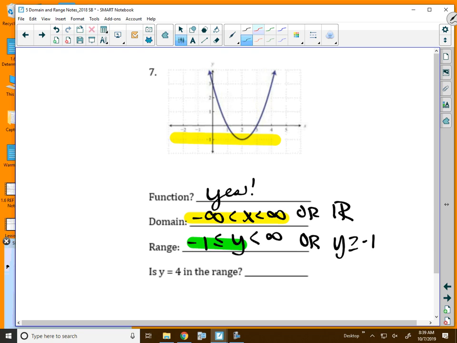I am okay if you just do it the same way every single time. Totally up to you. Is y equals 4 in your range? Yes. Another way you can think about that is 4 is greater than -1. So yeah, it is.